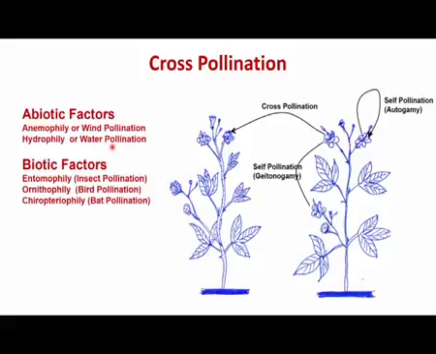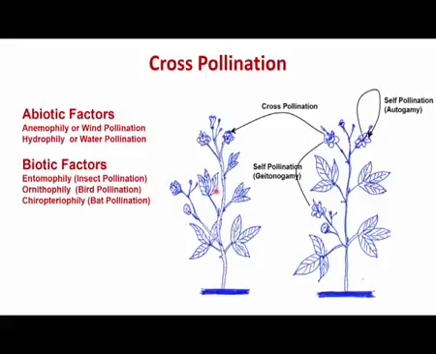Within the biotic factors, we have different types of organisms which also facilitate the pollination process. What are these biotic factors? It could be entomophily, where the insect is carrying the pollen grains from one flower to another flower. In the other case, it can be ornithophily, where the bird is carrying the pollen grains from one flower to another flower, and in rare cases, it is also called chiropterophily, where the bat is involved in the pollination process. So, all these we are going to discuss now.